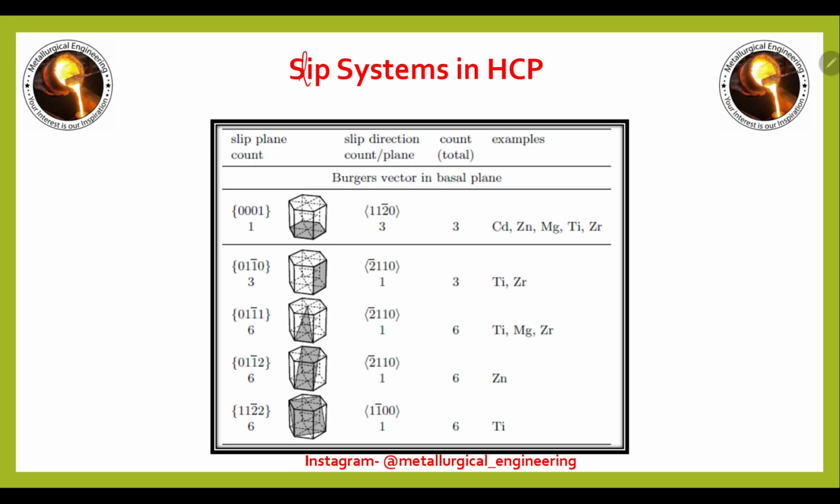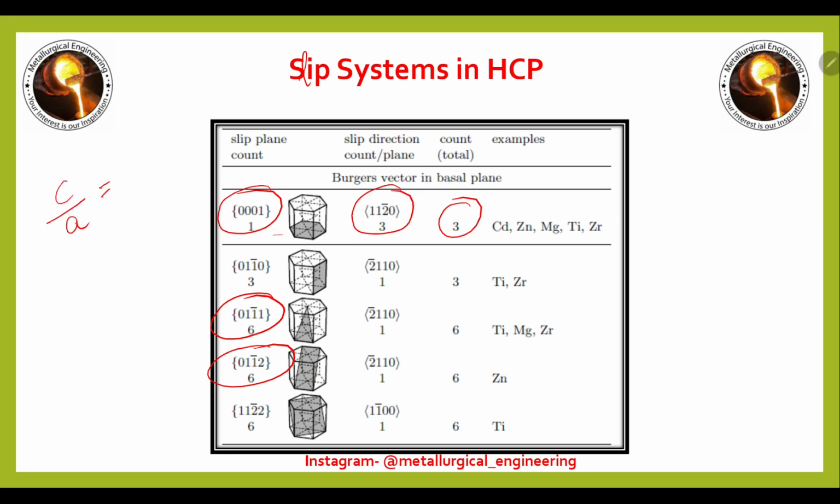Now we will see the slip systems in the case of HCP. Here the slip plane is the basal plane 0001 and the slip direction is 11-20. This is the most common slip system in the case of HCP. It contains only 3 slip systems, and others are also available: the prismatic planes, and this kind of family of plane is related to the pyramidal one. The slip system in HCP also depends on the c by a ratio.